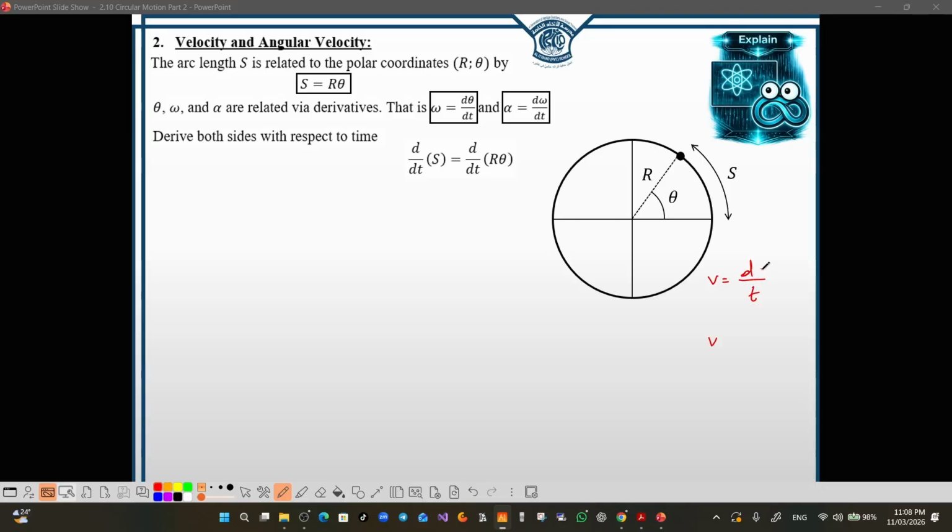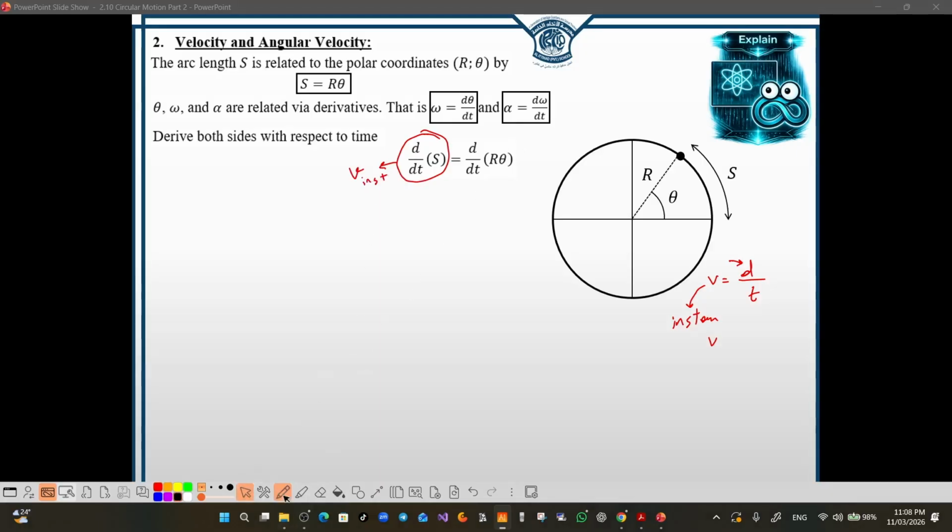But this is the average speed. What if we apply the derivative on the distance now, instead of dividing over time? Apply the derivative with respect to time, then we will get what we call the instantaneous speed. So technically, this is the derivative of the distance over time. It will give us the instantaneous speed.